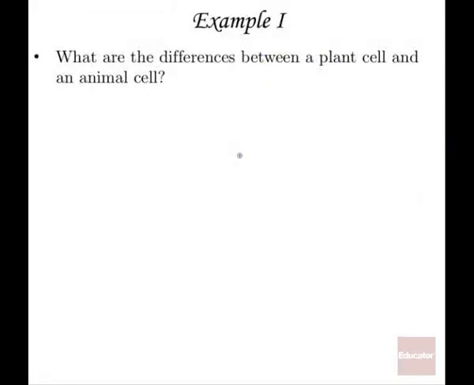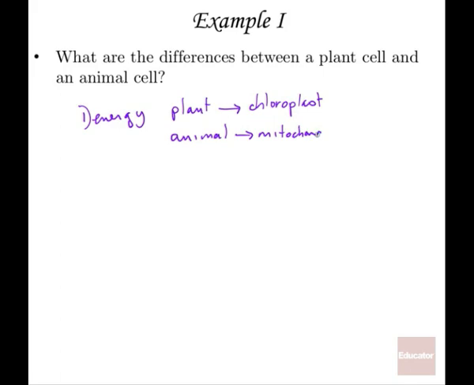So our first example is, what are the differences between a plant cell and an animal cell? Well, number one is energy, right? A plant has chloroplasts, and an animal has a mitochondria, but so does the plant. The plant has a mitochondria as well.